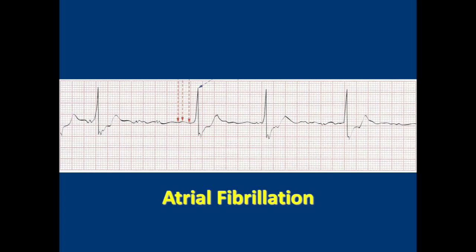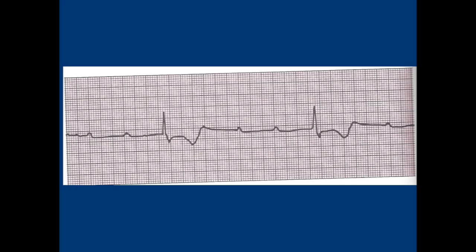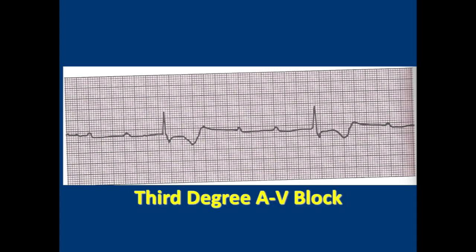This is going to be atrial fibrillation. Notice we don't see any P waves. Notice that the P waves are marching along. Some of them got caught up in that QRS complex kind of to the left there, but things are just marching along electrophysiologically. Nobody's talking to each other. So this is third degree AV block.